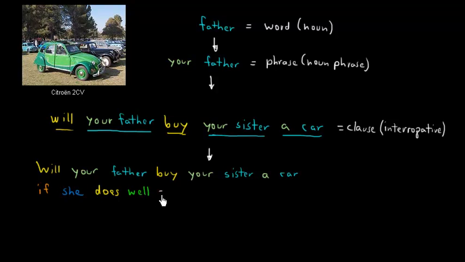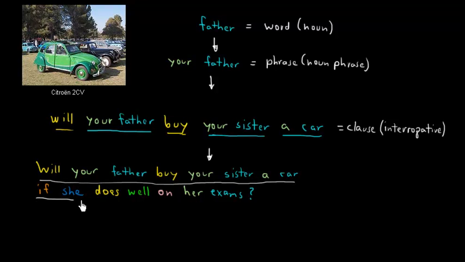We'll get prepositions in here. On her exams. Okay, and this is a question. Okay, we're seeking information. So we're adding another clause that adds another condition. So do these in white. This is one clause, and this is another clause.